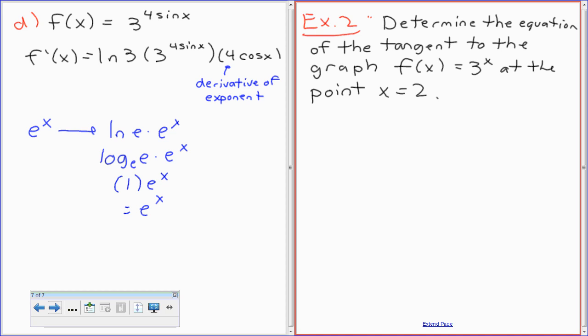Okay, so I'm giving you the standard calculus question. Find the equation of the tangent of the graph. This is the fundamental calculus question that we have to do. So any type of equation.